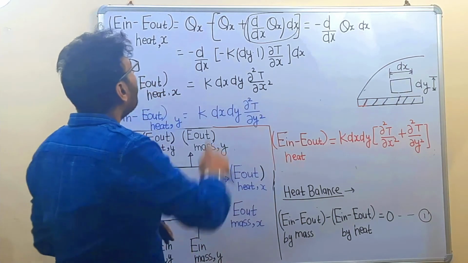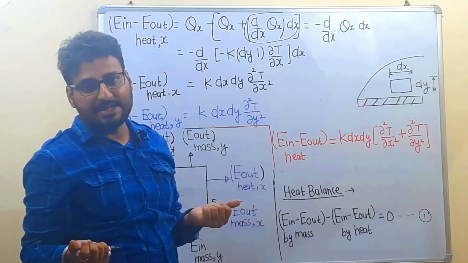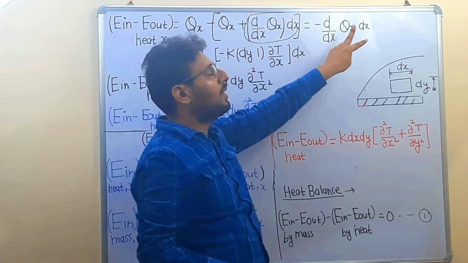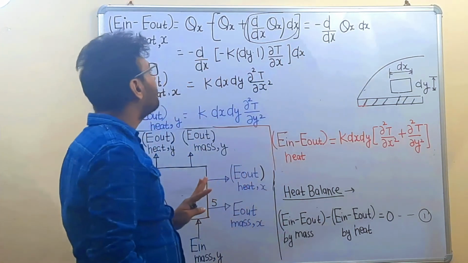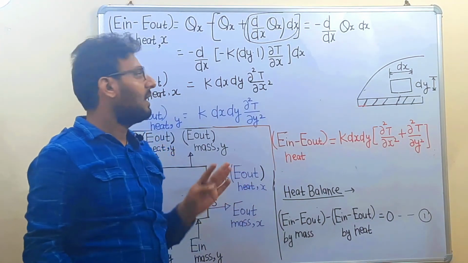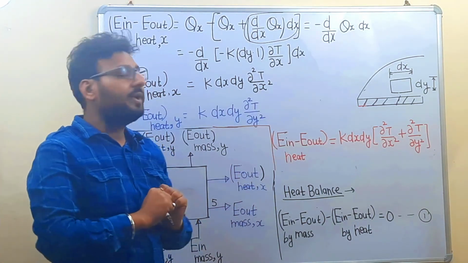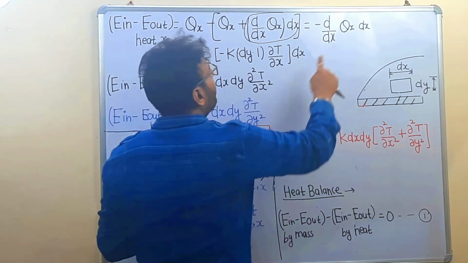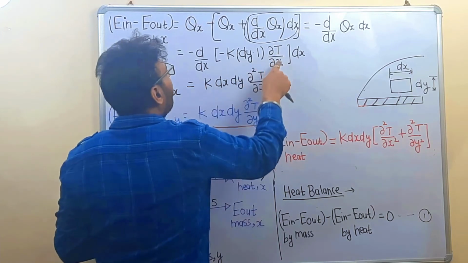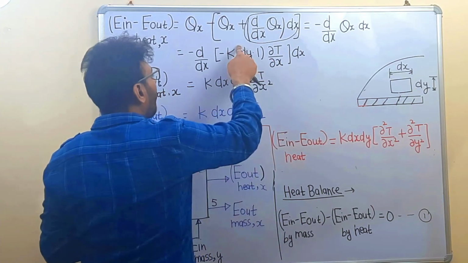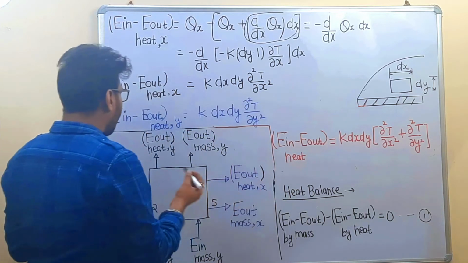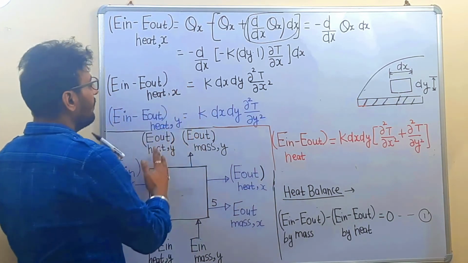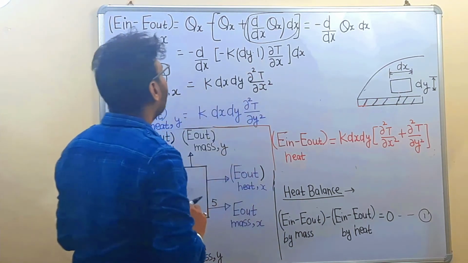Now after simplifying, Qx and Qx will cancel each other, and now we are left with only minus d upon dx Qx dx. Now as we already know, heat transfer rate by conduction is given by Fourier's law of heat conduction, which is Ka dt upon dx. Now substitute the value of Qx, Ka dt upon dx, and as we already know, area is taken perpendicular to the heat flow direction. Okay, so dy into 1.